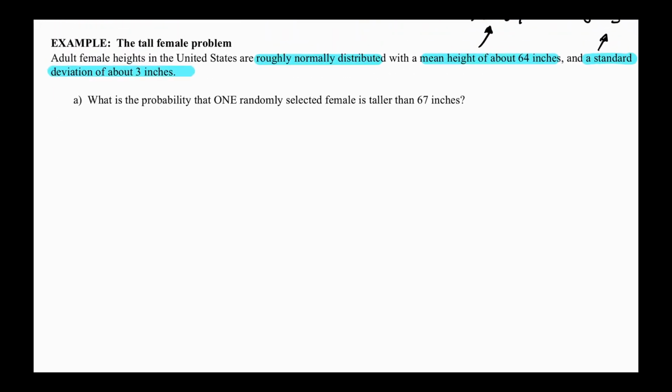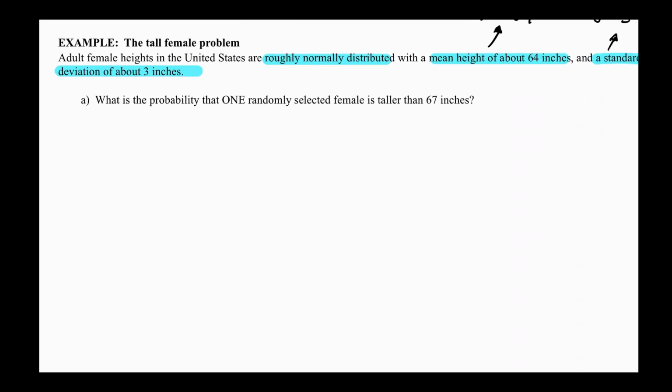Okay, so the first question about this is, what is the probability that one randomly selected female is taller than 67 inches? So you see how I put in capitals 1, the number 1. Why did I put that? Why do you think I did that? This guy right here. Why do you think that it was important for me to convey that it was only one student or one female?